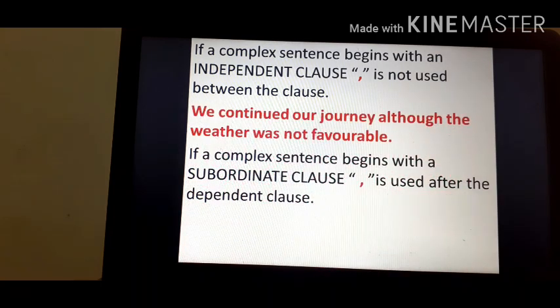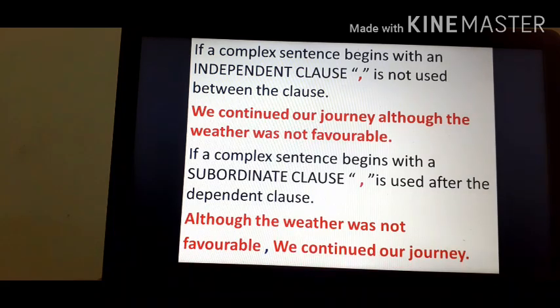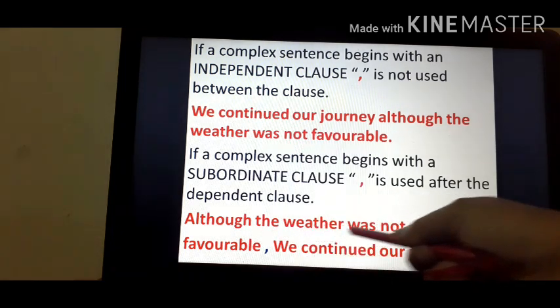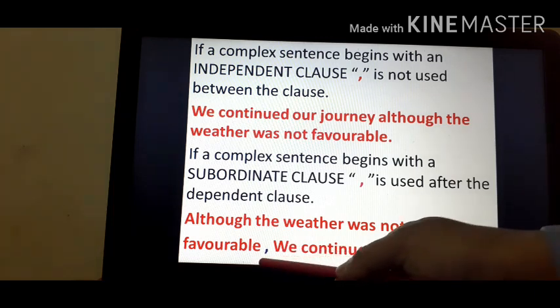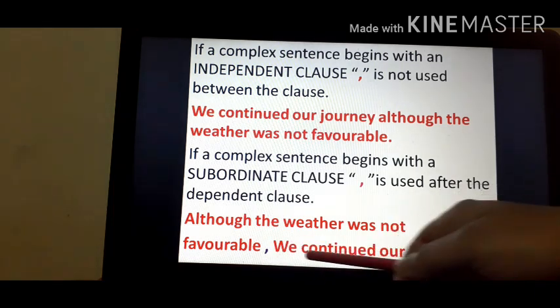We continued our journey, although the weather was not favorable. Here, "we continued our journey" is an independent clause. So, we have not used a comma. But if a complex sentence begins with a subordinate clause, a comma is used. As you can see, "although the weather was not favorable" is a subordinate clause and we have put a comma to join the two clauses.